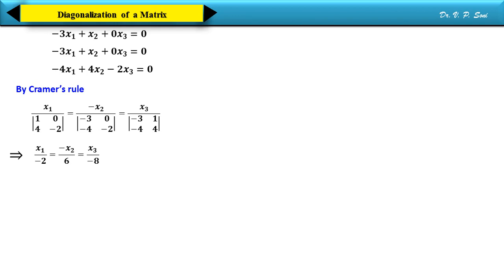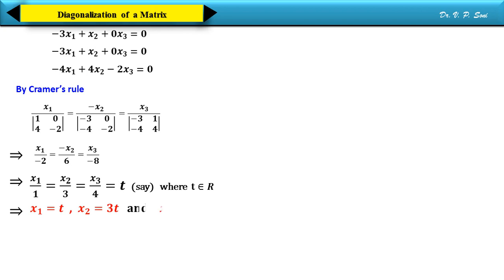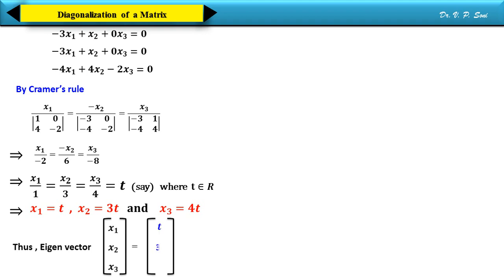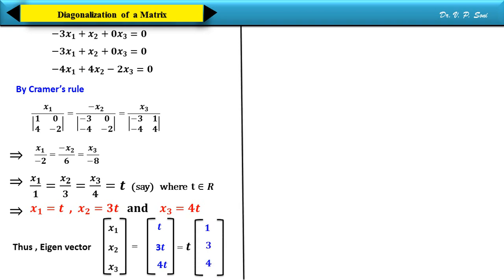Now multiply each ratio by minus 1/2, then we get x1 upon 1 equal to x2 upon 3 equal to x3 upon 4. Say each ratio equal to t, where t belongs to R. This implies x1 equal to t, x2 equal to 3t and x3 equal to 4t. Thus eigenvector (x1, x2, x3) equal to (t, 3t, 4t). Take t as a common factor, then we get t times the vector (1, 3, 4).